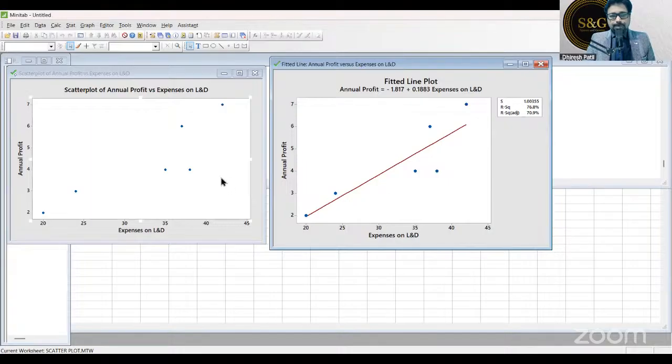This one. Everybody got this? Just give me yes in the chat box. Okay, so earlier we have done this scatter plot. Now we have got this one.